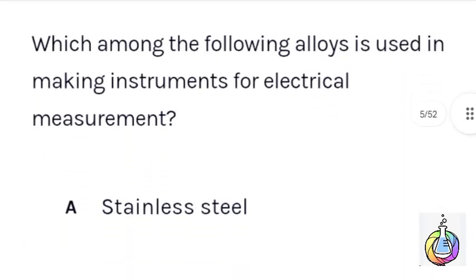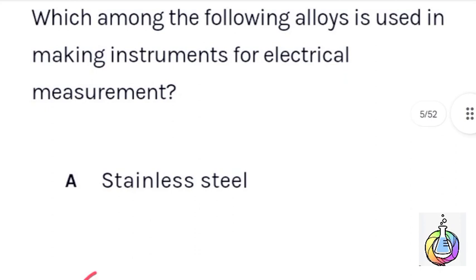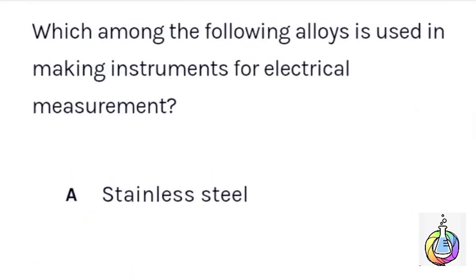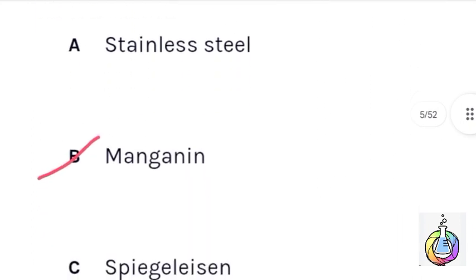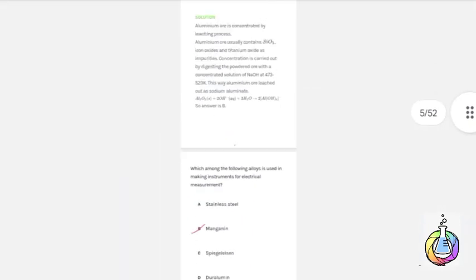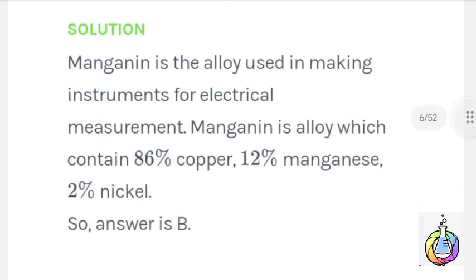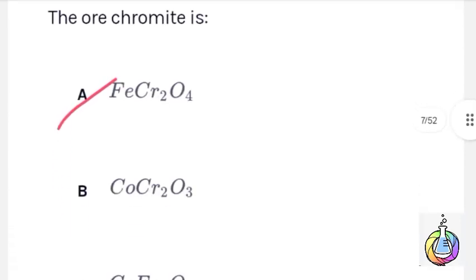Next question: which among the following alloys is used in making instruments for electrical measurement? Manganin. Manganin is used for making electrical measurement instruments. Therefore, option B is the correct answer. Here is the solution for this question. Manganin is the alloy used in making instruments for electrical measurement. Manganin is an alloy which contains 86% copper, 12% manganese and 2% nickel. Therefore, option B is the correct answer.